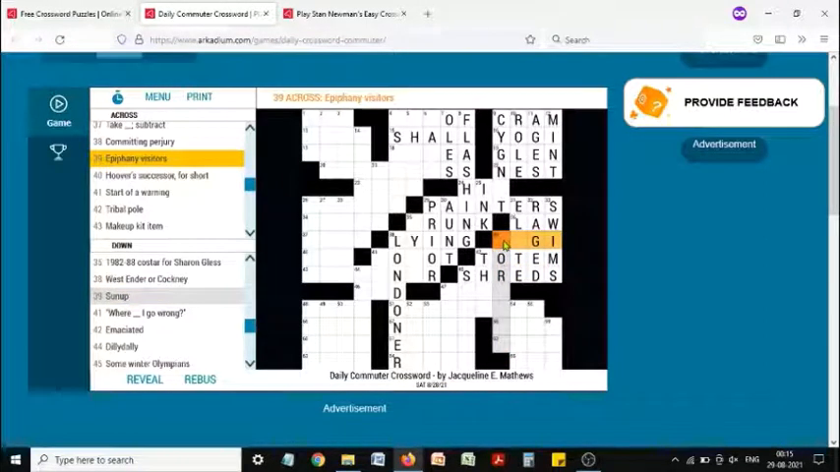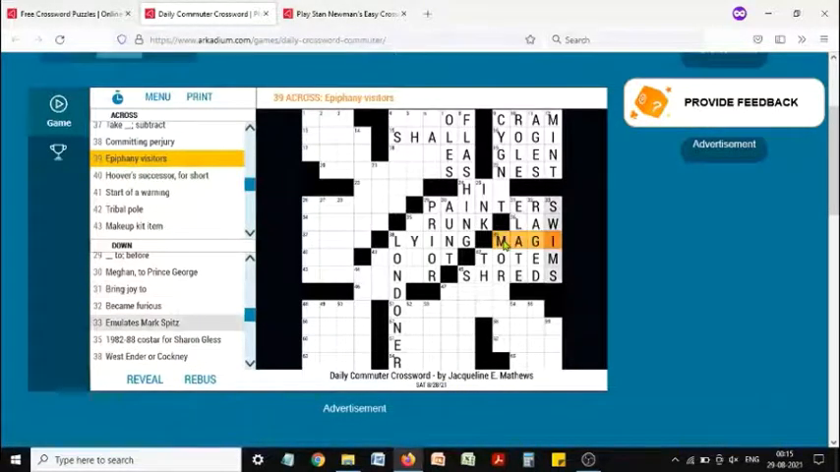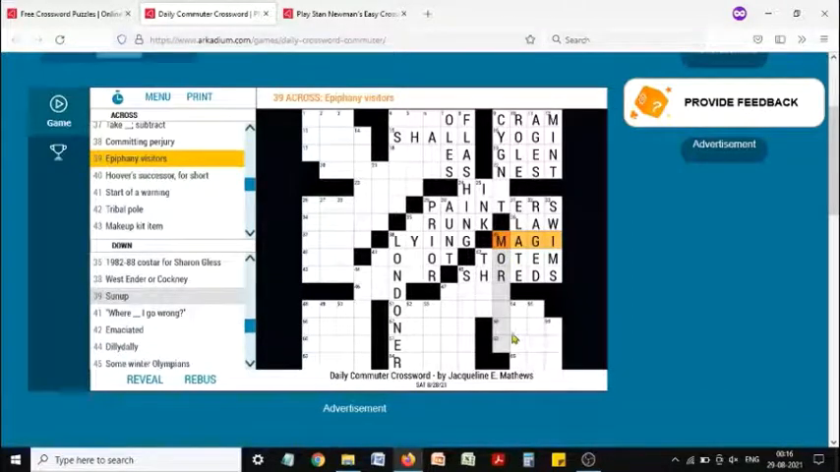39 across. Epiphany visitors. Wow. This is a Bible reference. Okay, so these are the Bible reference, and this is referring to the three wise men, or the three magi, who visited Jesus Christ when he was born. Right, so it said that they had an epiphany, they had a foretelling, and they just set out to find the miracle child. 39 down, sun up. Sun up is morning.